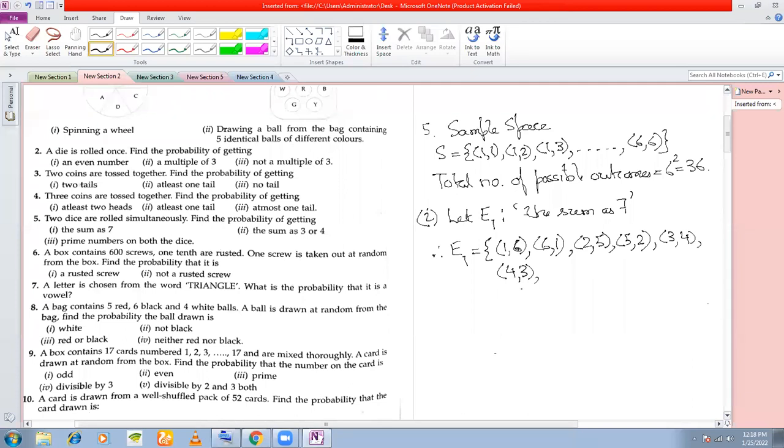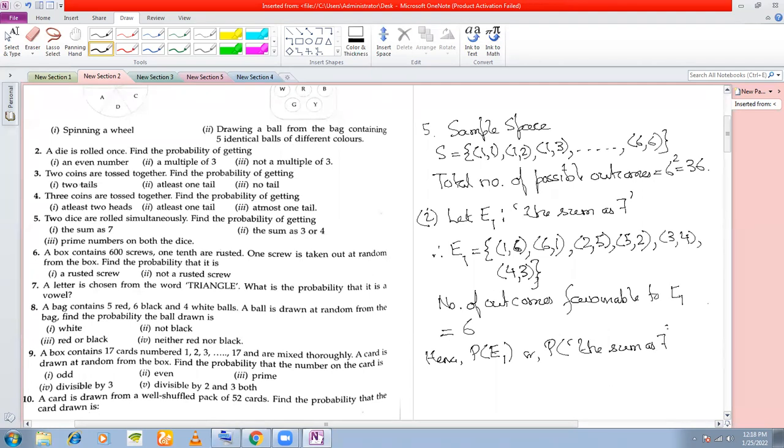I don't think any other will give you a sum of 7, right? So this is the total. Number of outcomes favorable to E1 is 6. Hence, what is the probability of getting a sum as 7? P(E1) is 6 by 36, so 1 by 6.